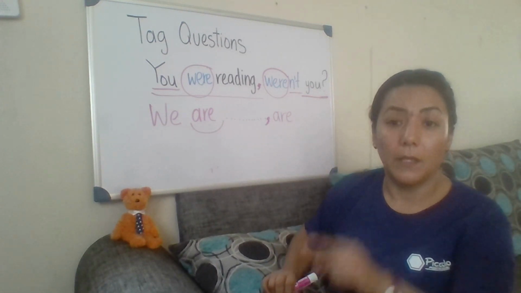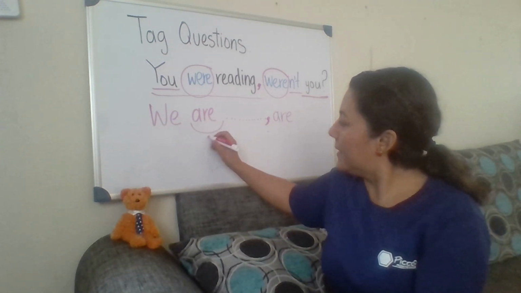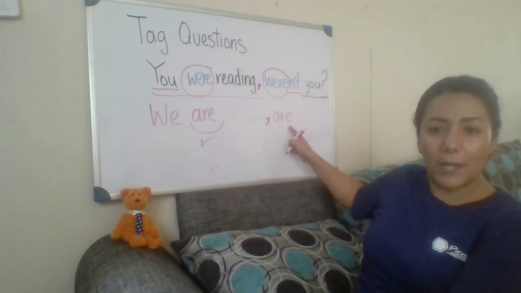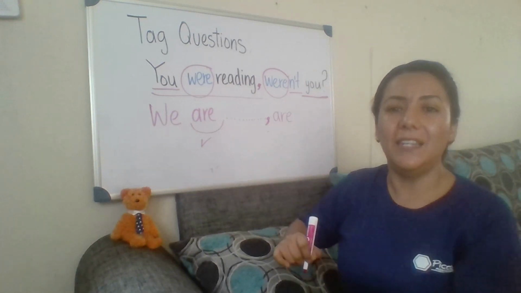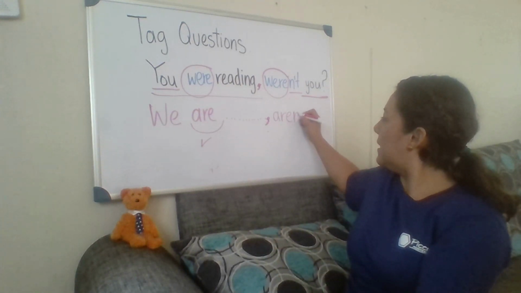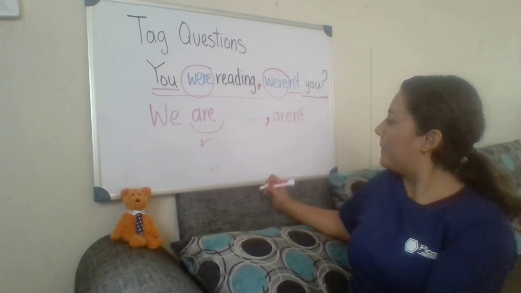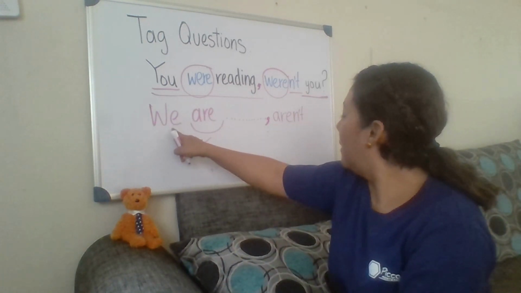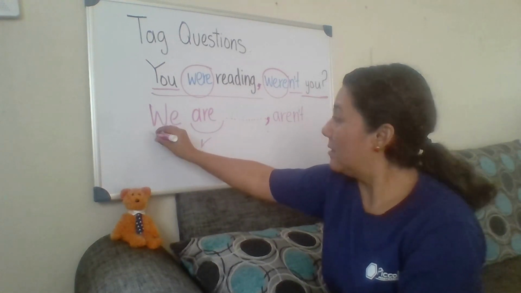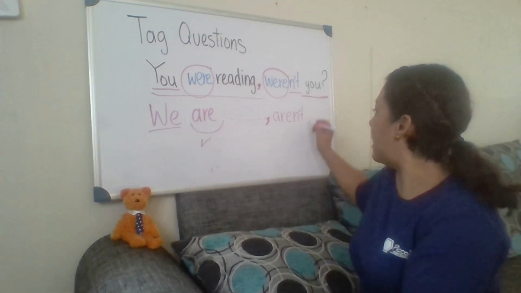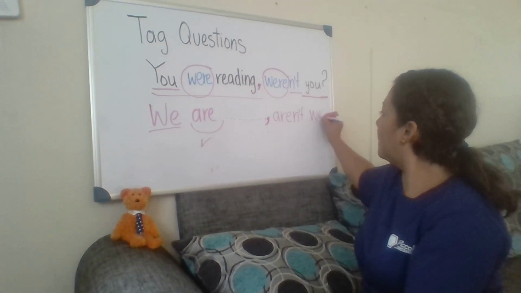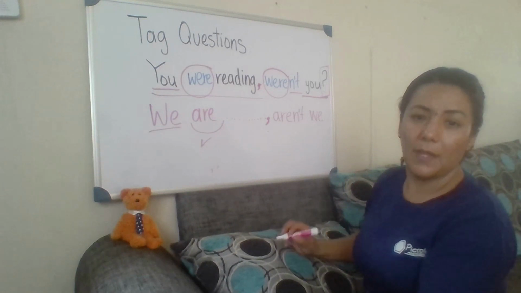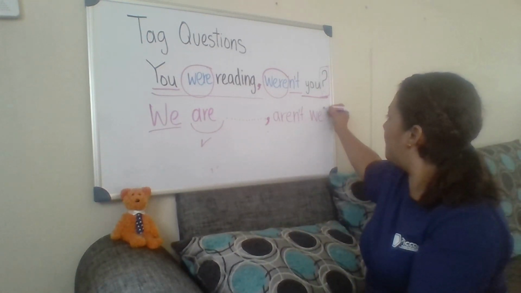Are. Second rule, if this is affirmative, the tag question goes negative, aren't. What is the next rule? The subject stays the same. And finally, what do we need at the end? A question mark.